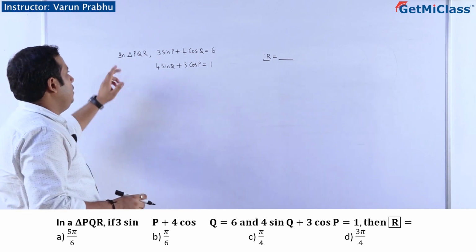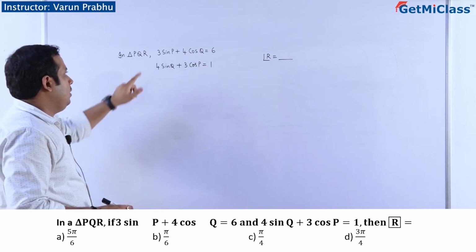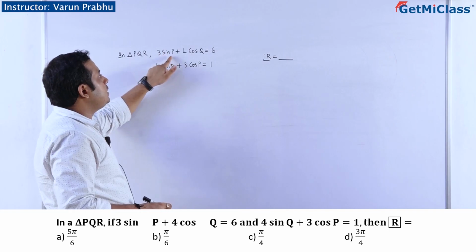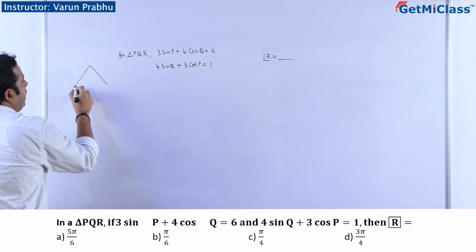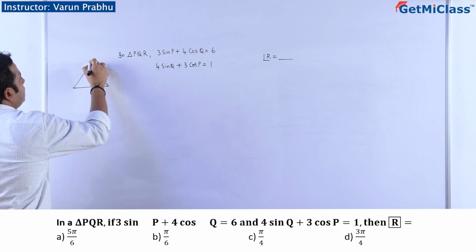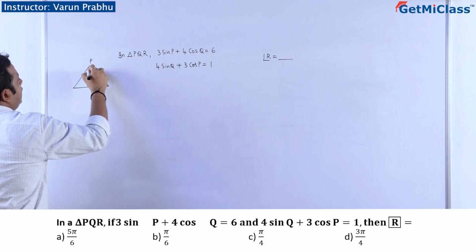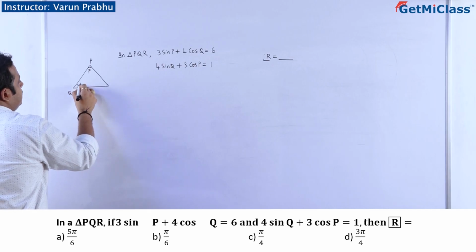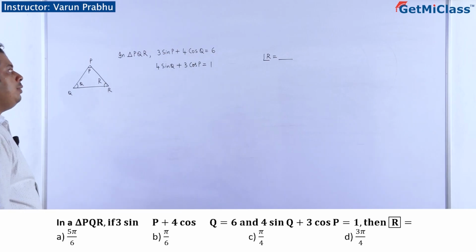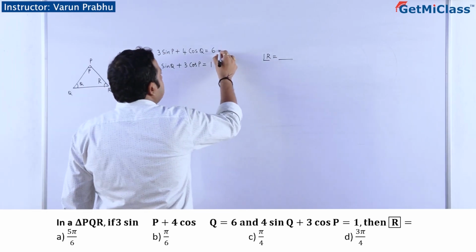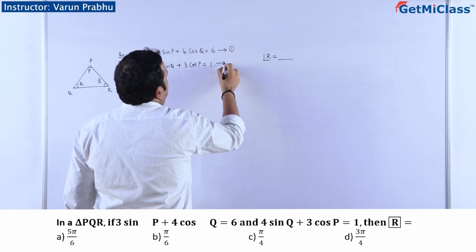If you look at this question, there is a triangle PQR in which 3 sin P plus 4 cos Q is equal to 6, like this. This is the triangle PQR. This is the vertex P, this is Q, and this is R. Trigonometry applied to triangle. So now the question is asking you to calculate what is the value of the angle R.